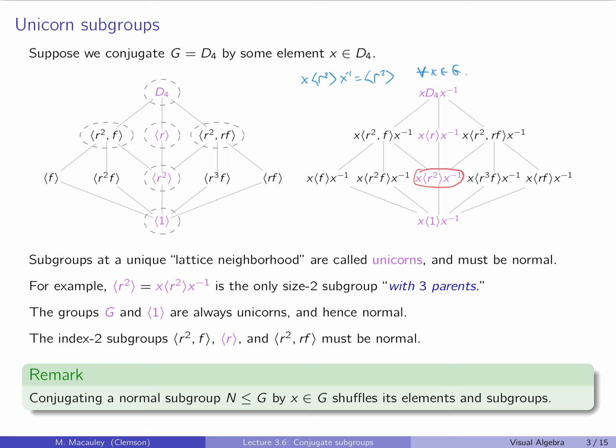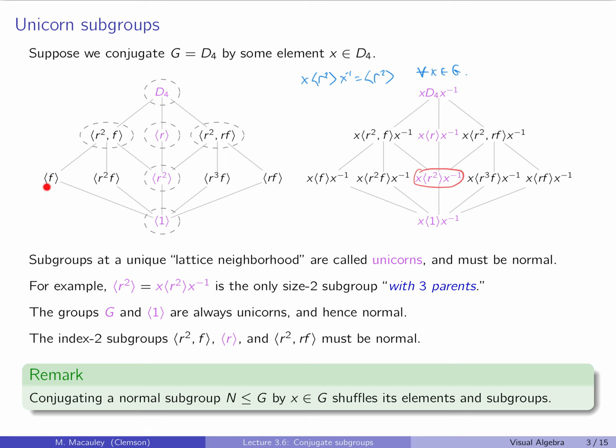What else can we say? Let's take the subgroup generated by F. This has order 2. We know that F is not central. It does not commute with R. So therefore, we proved in the previous slide that this cannot be normal. So it has to have some other subgroup conjugate to it. I like to call it a conjugate buddy.